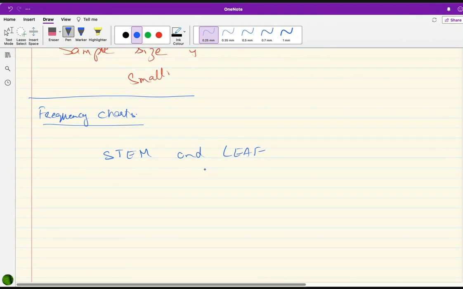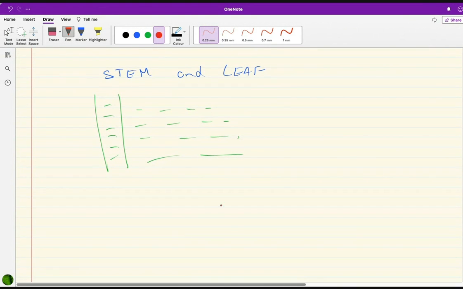So basically, stem and leaf would look like this. Stem of a tree. We have some classes here, and we have values on this side. Then we may have a common stem and leaves on the right or left hand side. Those are the values. Now, how do we classify them?